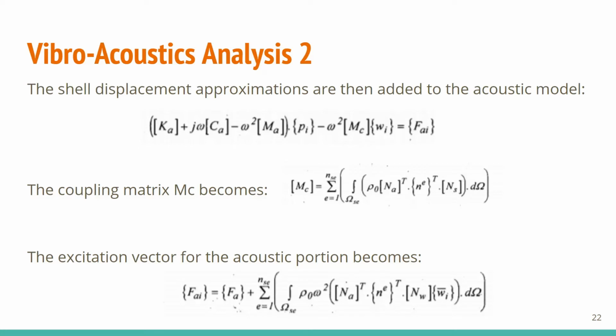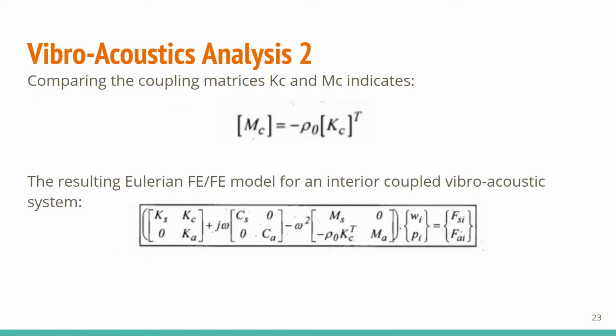And just like with the structural side, you have this added factor where you have rho naught omega squared times the multiplication between the shape functions Na and Nw. So that's what's basically bounded between the structure and the acoustic system. Comparing the coupling matrices, you'll notice that Mc equals minus rho naught Kc transpose.